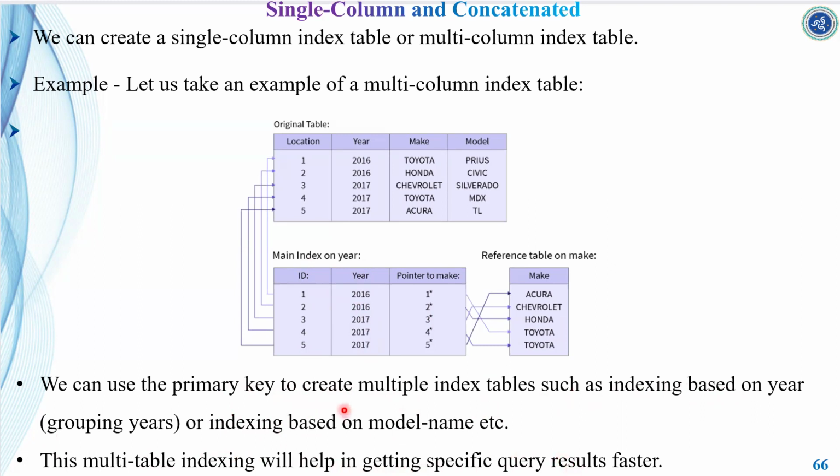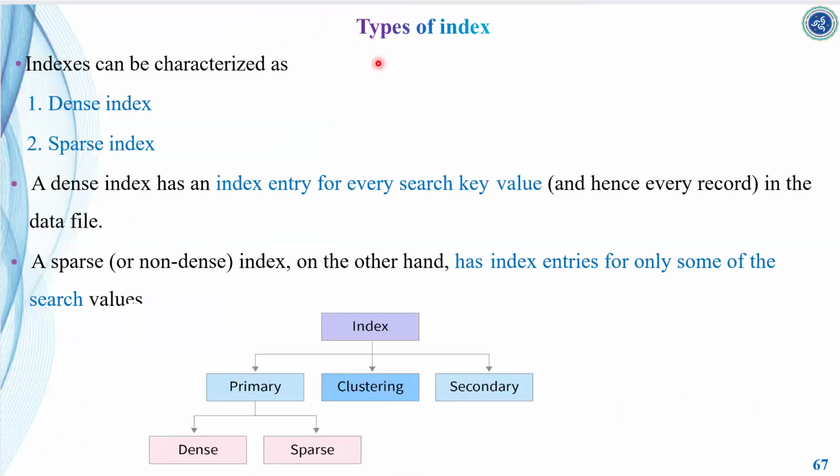Now we can see the different types of index. Indexes can be broadly categorized as dense index and sparse index. A dense index has an index entry for every search key value, whether the search key is a primary key or any other key. Search key means the attribute value, so the index has an entry for every search key value.